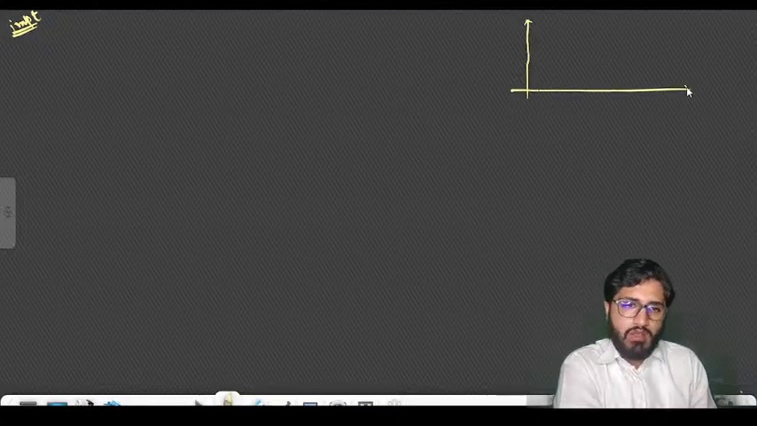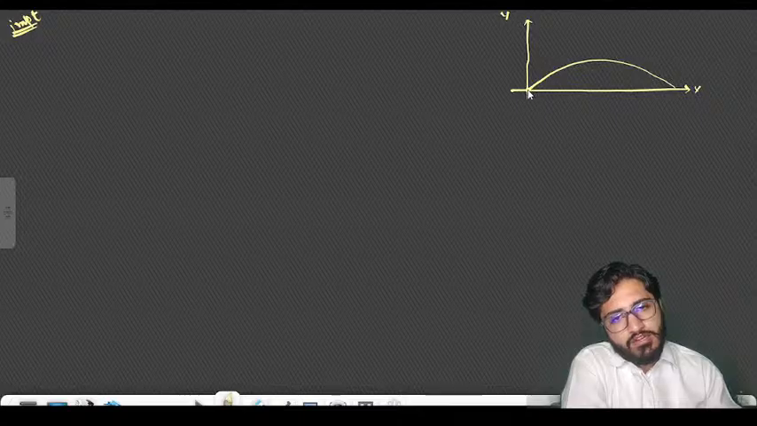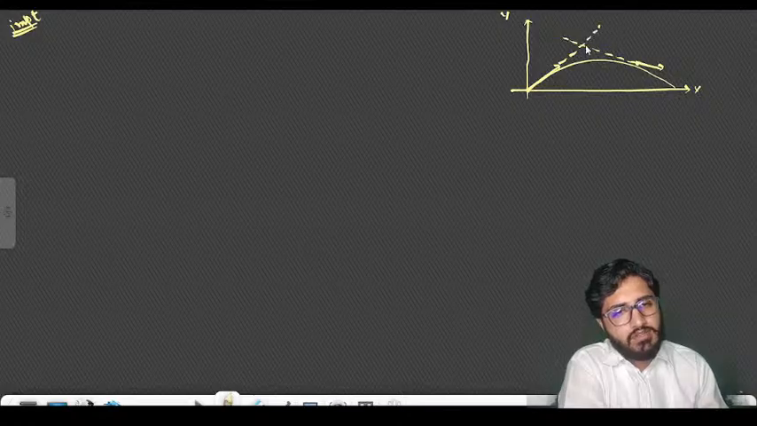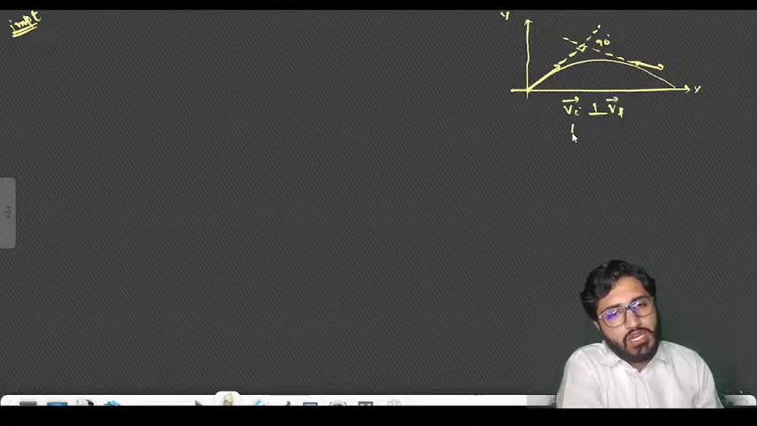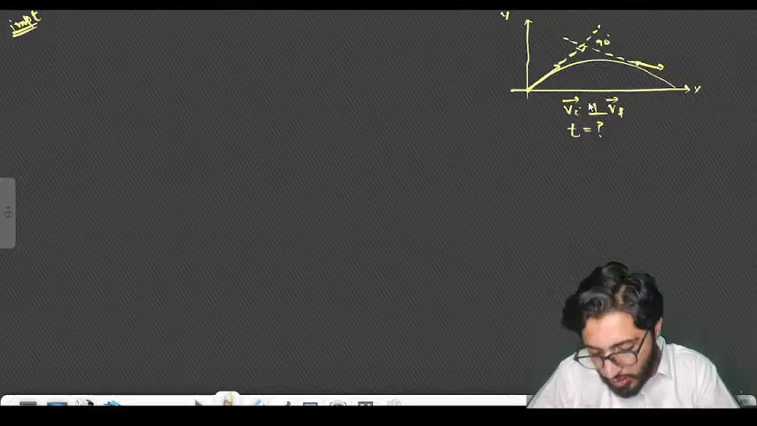Suppose x-axis, y-axis. We threw something in this way. Here it is going in this direction. Suppose here it is coming in this direction. Now, if we get it like this, the angle is 90 degree. That means initial velocity is perpendicular to final velocity. Now I need to calculate the time in which my final velocity vector becomes perpendicular to my initial velocity vector.